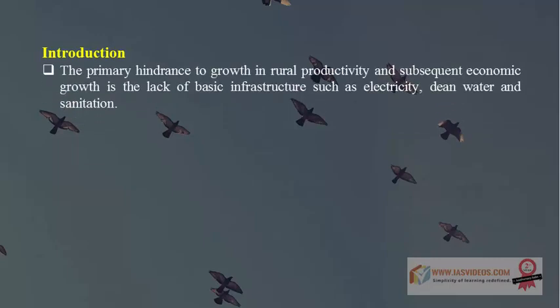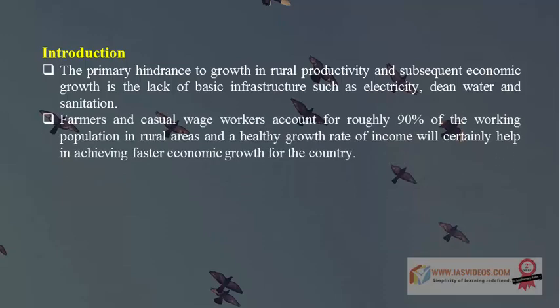Introduction. The primary hindrance to growth in rural productivity and subsequent economic growth is the lack of basic infrastructure such as electricity, clean water and sanitation. Farmers and casual wage workers account for roughly 90% of the working population in rural areas, and a healthy growth rate of income will certainly help in achieving faster economic growth for the country.